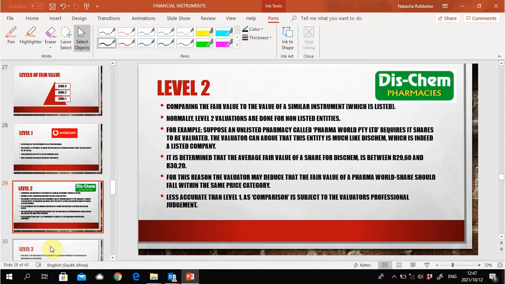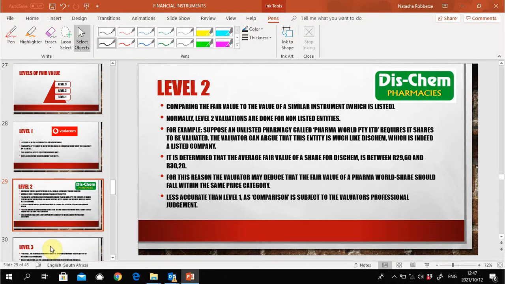So the second level now comes in where we have a company that is not listed. And level 2 says we then determine the fair value by comparing this instrument to other similar instruments. But the comparison must be done with an instrument which is listed, right? So as an example, suppose that we have an unlisted pharmacy called Pharma World Pty Limited. In the name, you can already hear it's a private company. It's not listed, and it requires its shares to be valued.